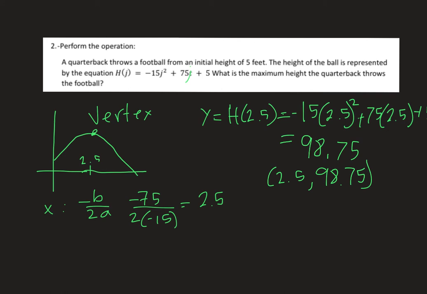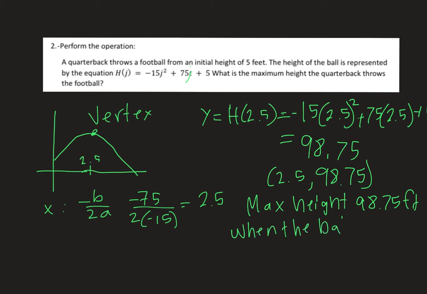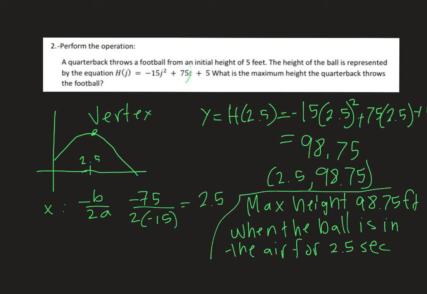Now the most important part of this problem is interpreting what the vertex actually means. So in this case, there is a maximum height at the y value. There's a maximum height at 98.75 feet when the ball is in the air for 2.5 seconds. So that is what that vertex means.